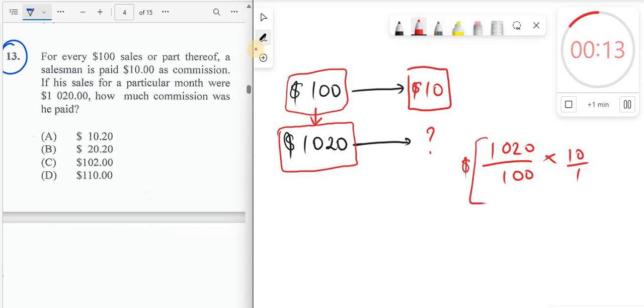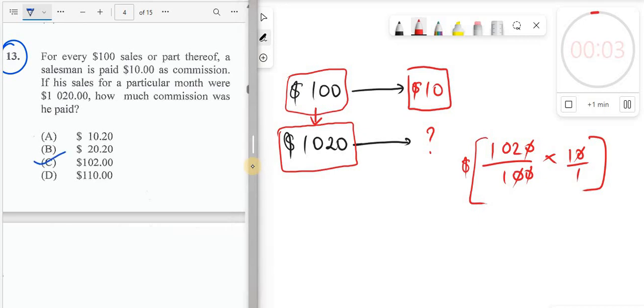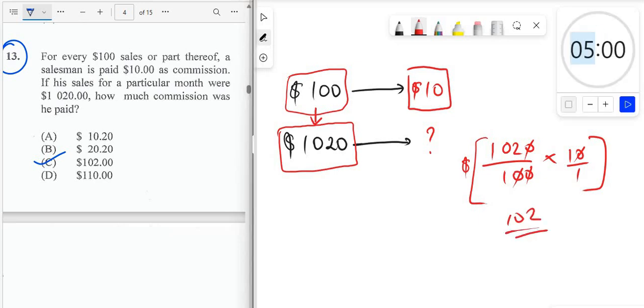All right. Now let's simplify this. Cancel 0, cancel 0. That means we're dividing by 10. Cancel 0, cancel 0. Divided by 10 as well. We're left with 102. So our answer is C. All right, question 14.